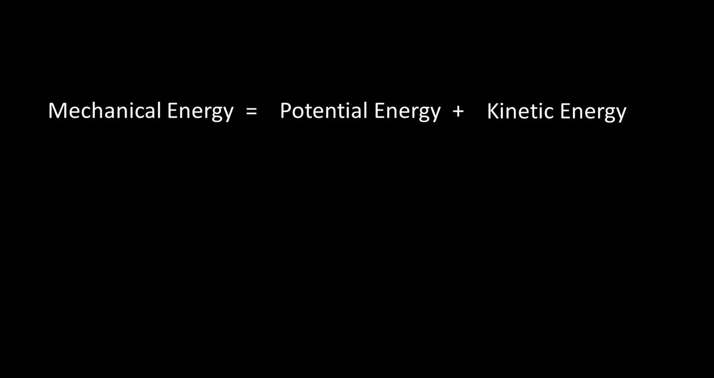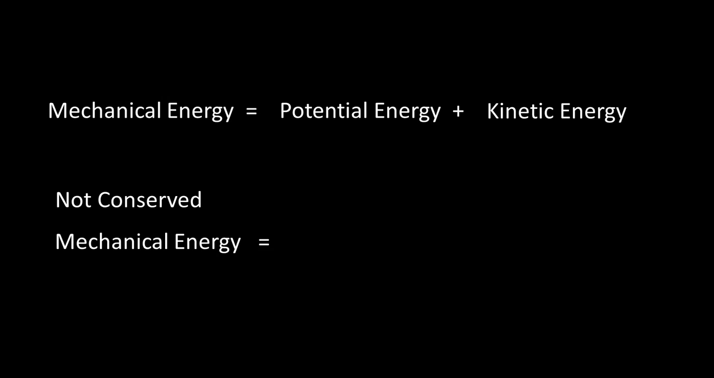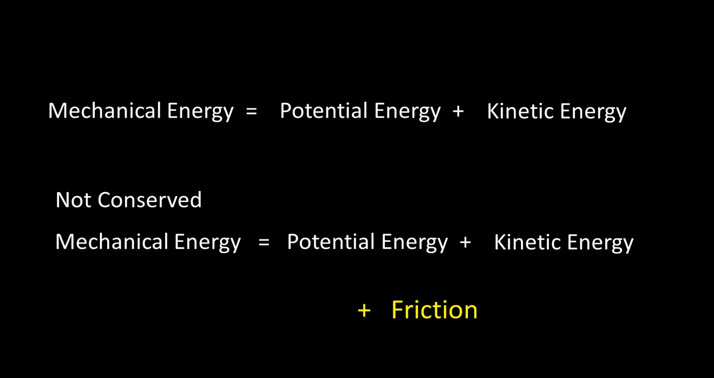Now, in a lot of other situations, mechanical energy is not conserved, and it has to do with the idea of friction. Just like if you slide something across your table, it's not going to just keep going and going and going. Friction gets in the way of that system. So a lot of times we'll see that mechanical energy will equal the potential energy plus kinetic energy, but some of that is lost to friction in the system.